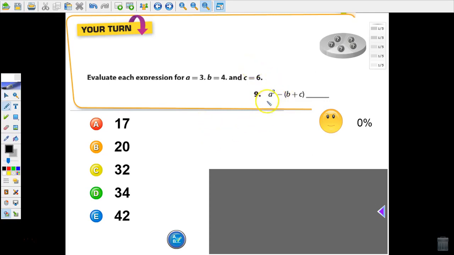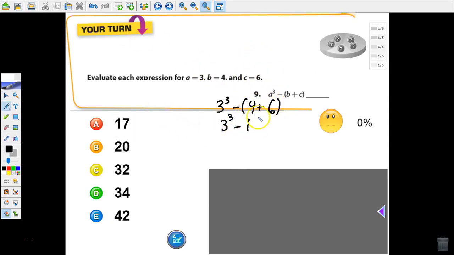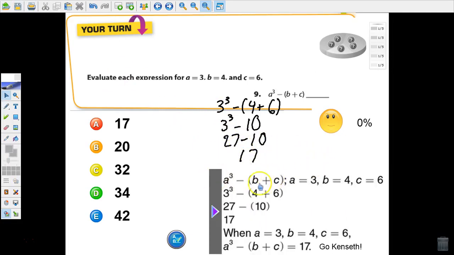Okay. They've got a cubed. Okay? Cubed. That means you're multiplying the base times itself 3 times. Okay? So, plug it in. 3 cubed minus parentheses 4 plus 6. So parentheses first, I get 3 cubed minus 10. And then 3 cubed. 3 times 3 is 9, times 3 is 27. Minus 10, and we get 17. So they work it all out. Parentheses first, then they do the exponents, then you subtract.